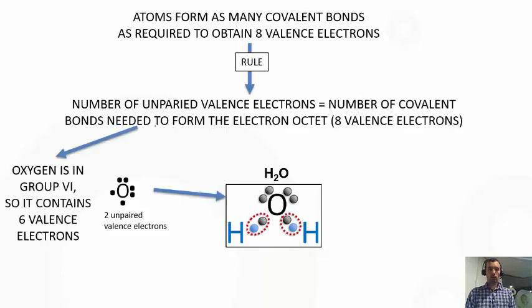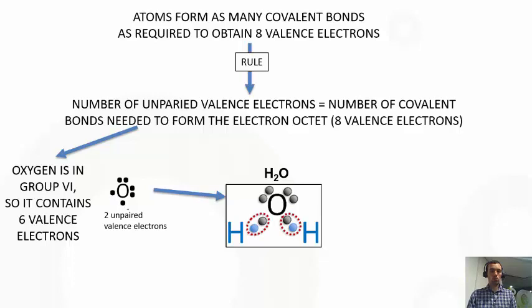So let's have a look at our example of water again. So we've got 2 different atom types. So we've got oxygen, which is in group 6 and contains 6 valence electrons. So based on our knowledge that it has 6 valence electrons, we can draw our Lewis symbol where we've got 2 pairs of electrons in 2 of the orbitals, and then there's 2 unpaired electrons.